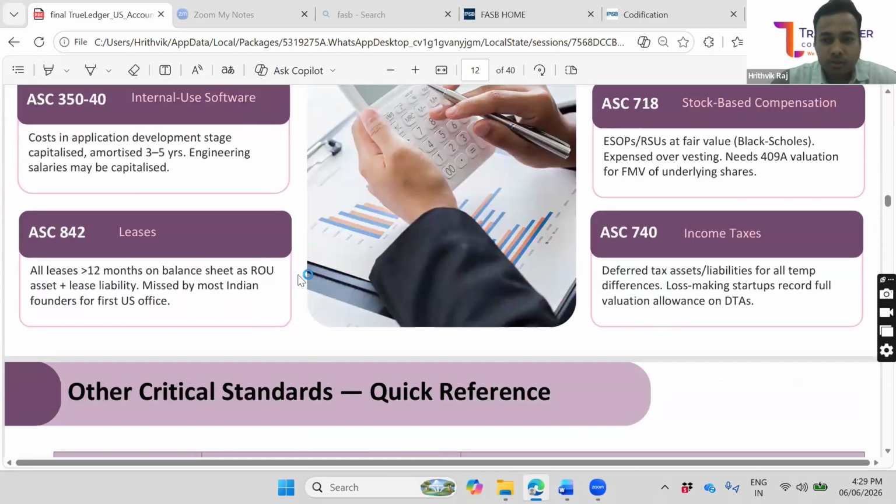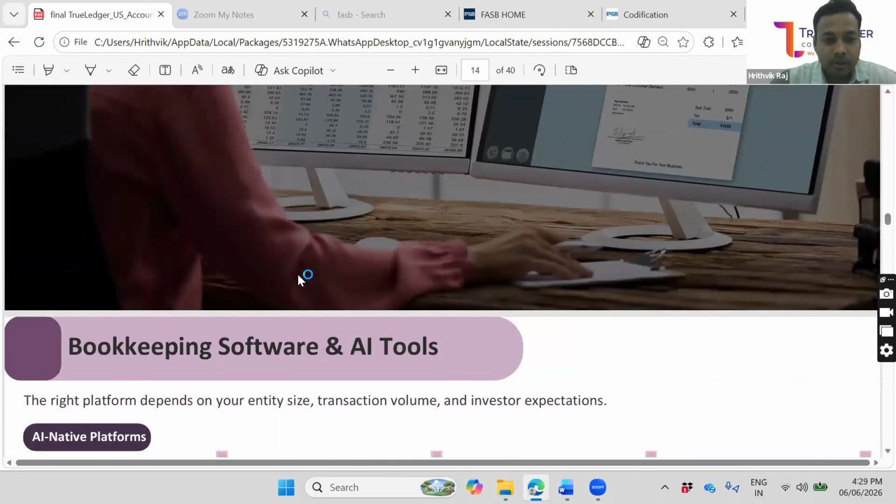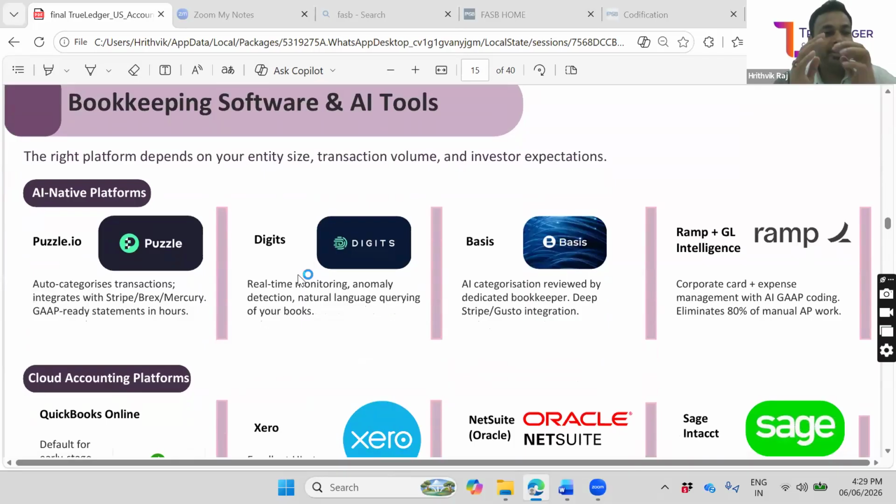Yeah. So I'll come here again. And there are certain things, like how to maintain your books of account in the US. In India, we maintain the books of account in Tally or Busy or some other software. And now most of you must have heard of QuickBooks, and you can maintain the books of account in QuickBooks. But there is other software apart from QuickBooks: Puzzle, Digits, Basis, RAM, GL Intelligence, and a lot more. And some software is industry specific as well.